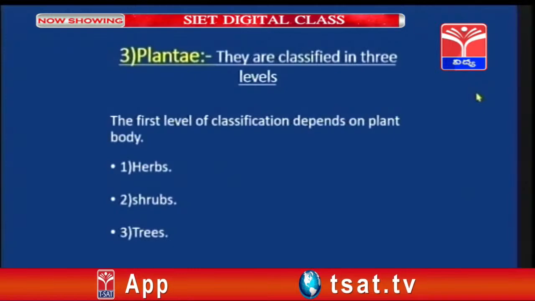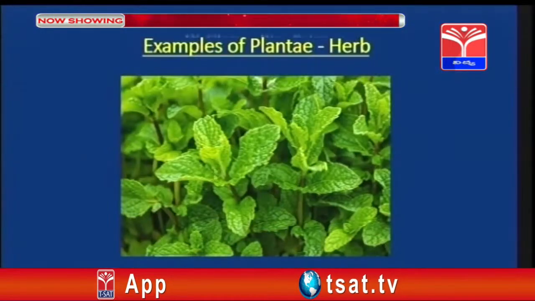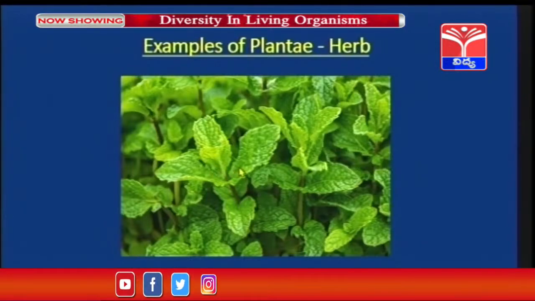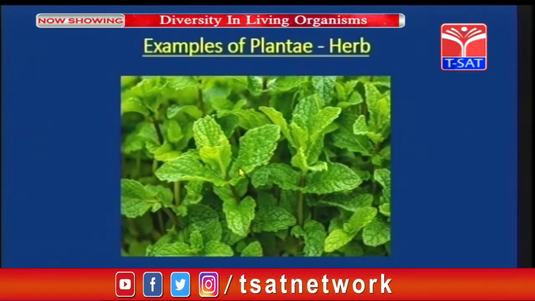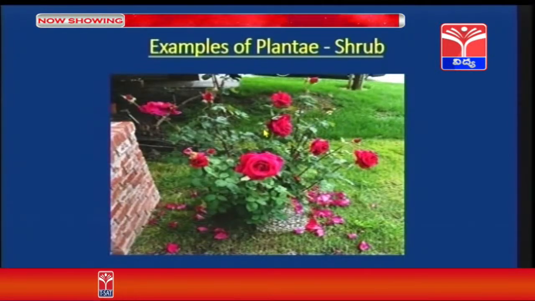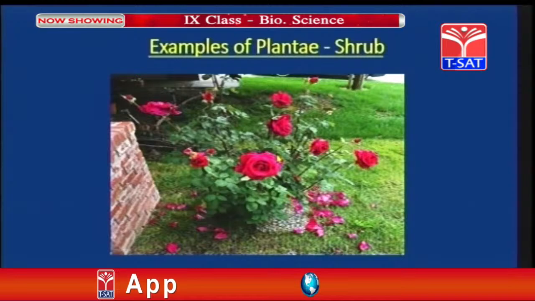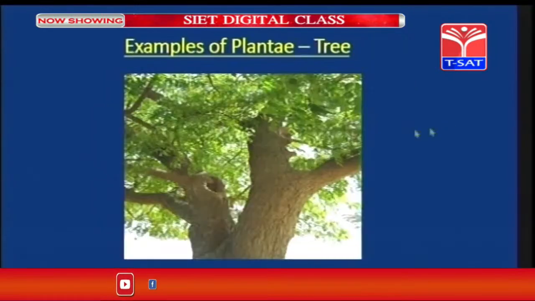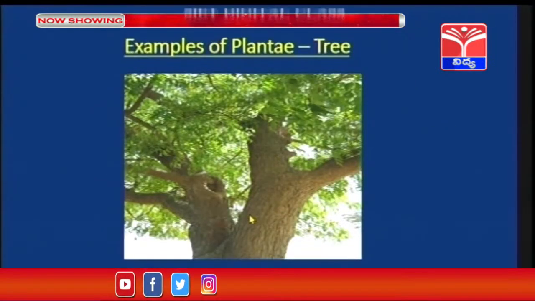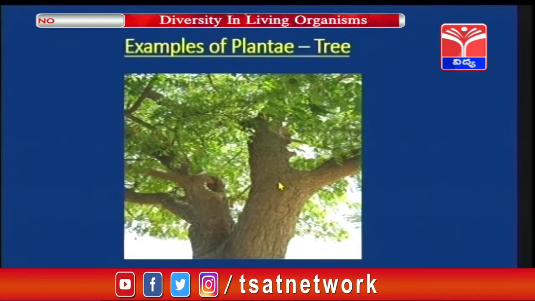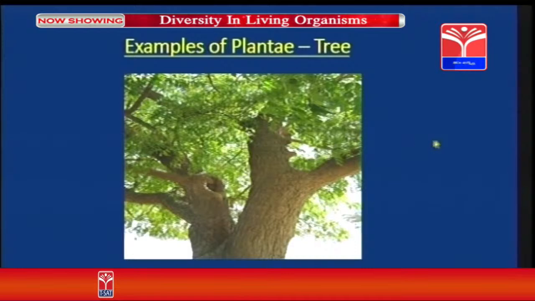So children, when you see this image, these are called herbs. That means these are green plants, but they are not big. They are very small and they are creeping on the surface of the soil. Shrubs are woody. They are bushy, but they do not grow tall. They grow only to a certain level from the ground. Trees, as you can see in the image children, are very big. They have a huge trunk. A well developed trunk is present.